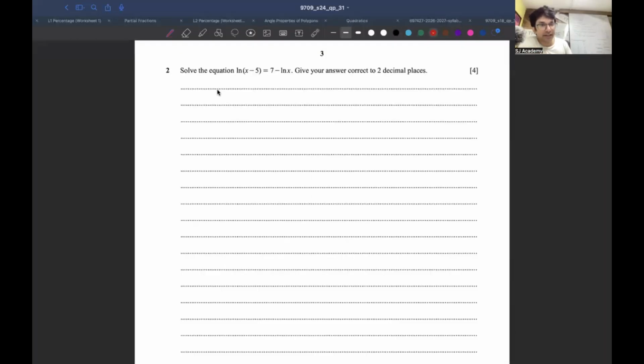In question 2, it says solve the equation ln of (x minus 5) is equal to 7 minus ln of x. So in the first step, what you will do is write it as ln of (x minus 5) plus ln of x is equal to 7. Now, as this is a plus sign over here, we can write it as ln of (x minus 5) multiplied by x is equal to 7.